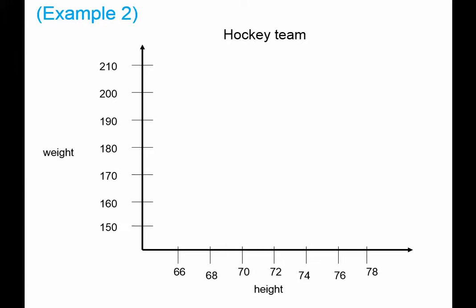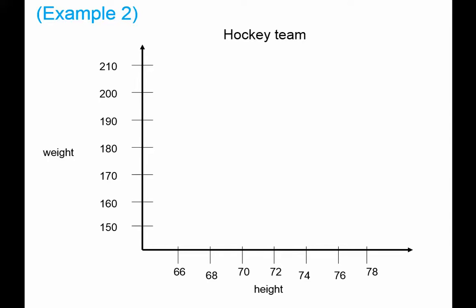On your paper, you can use mine as a model. On the x-axis, we'll have height. On the y-axis, we'll have weight. Notice that on my x-axis, I'm skipping by 2s, 66, 68, 70, for height in inches. And then on my y-axis, I'm skipping by 10s for my weight in pounds. And I should probably label those inches and pounds respectively.